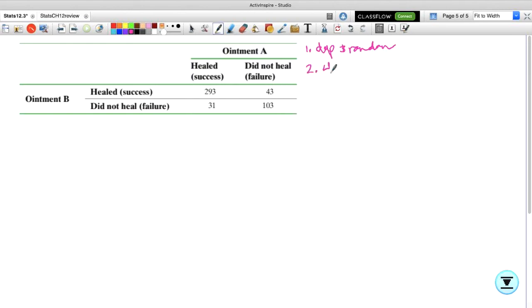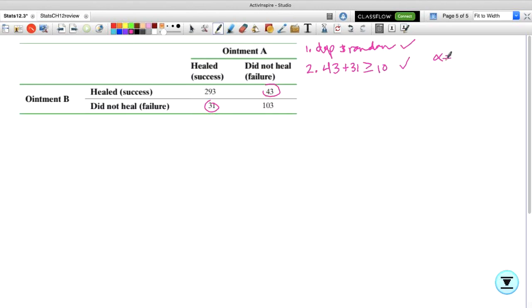Our second piece is we have to make sure our errors are greater than 10. So we'd be looking at 43, right? Here's one of our errors. Here's our other errors. We would add them together. Is that greater than or equal to 10? And the answer is heck yeah, it is. Okay? If those two things work, we're ready to move on to our null and alternative.